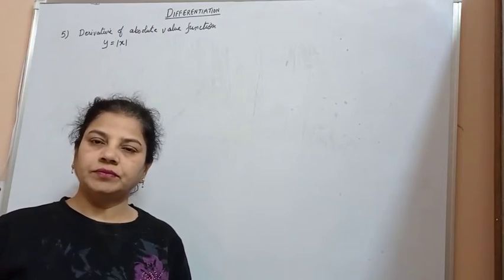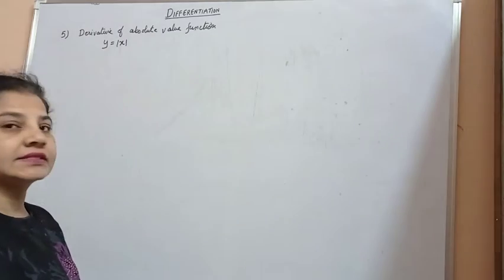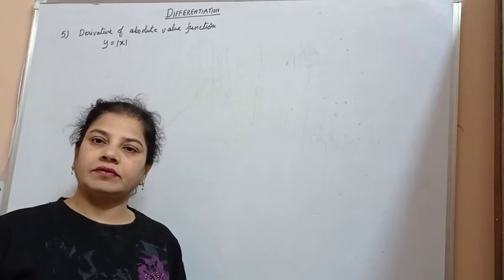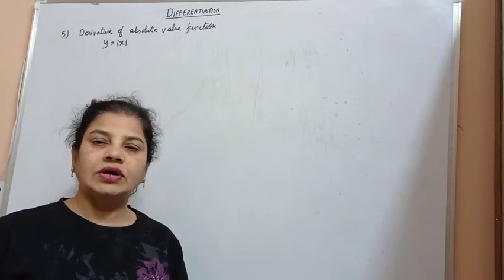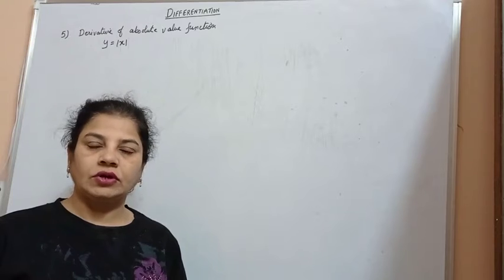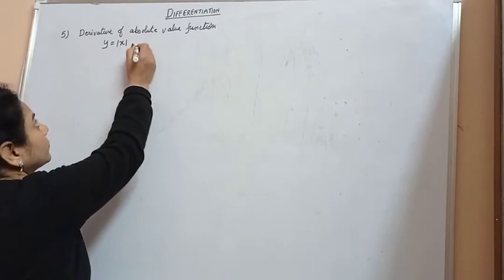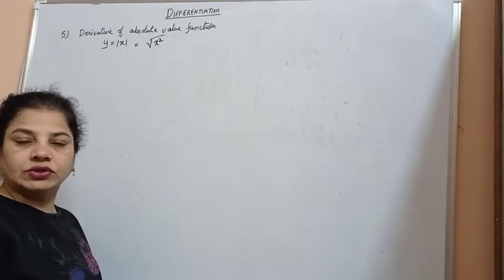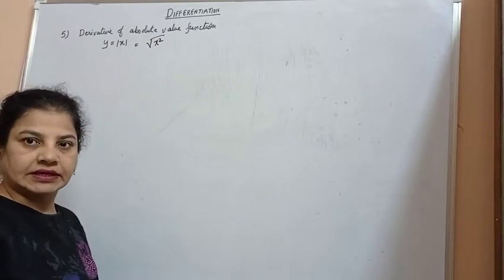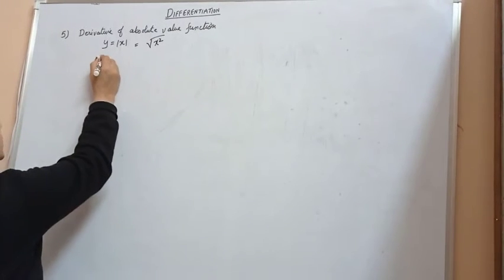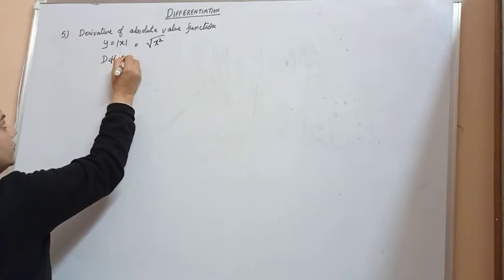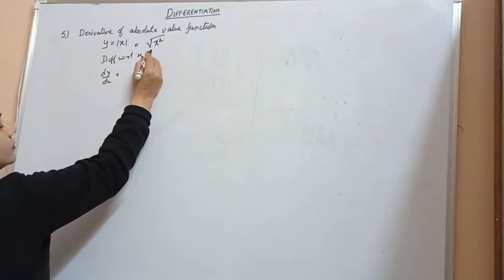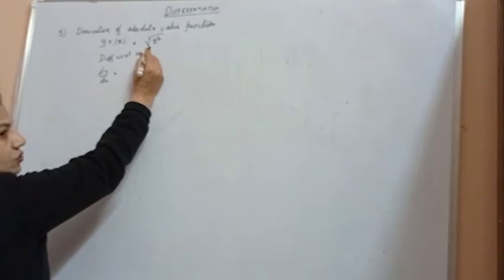Derivative of absolute value. y is equal to modulus x is given to us. By the definition of modulus, we know that it is minus x when x is less than 0, and positive x when x is greater than 0. So we can rewrite this as under root of x square, because when we take the square root of x square, we get the two values as plus minus x. So differentiating with respect to x, I get dy by dx, where under root x square means x square to the power half.